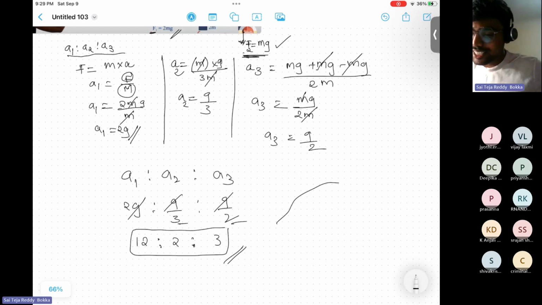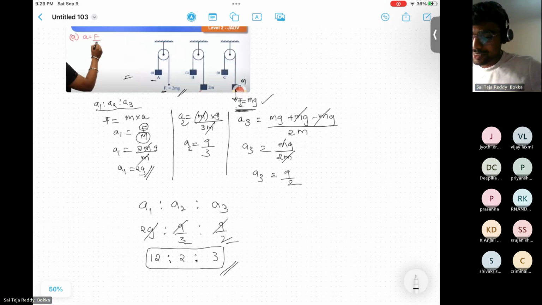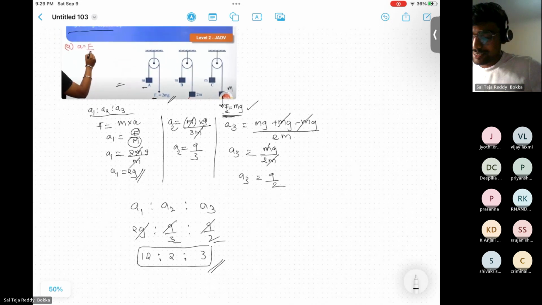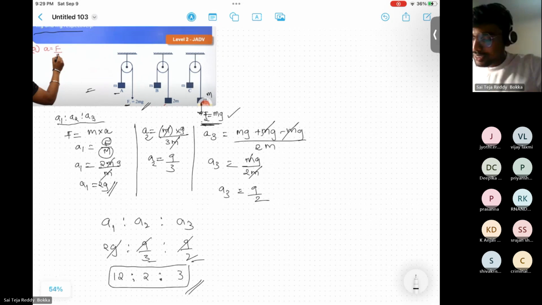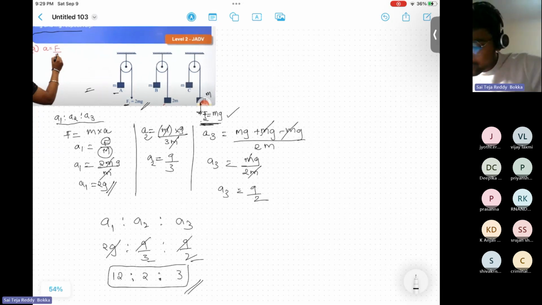Is everyone clear with this? Should I explain once again? Yes. Others? First and second have already come, sir, third hasn't come yet. Third is here, like I have added one more thing. F2 is equal to mg.